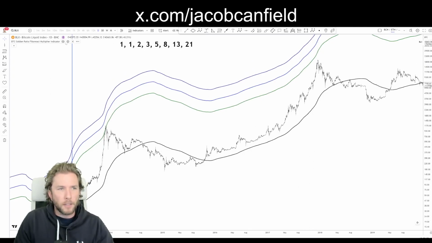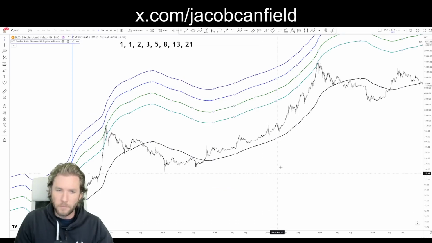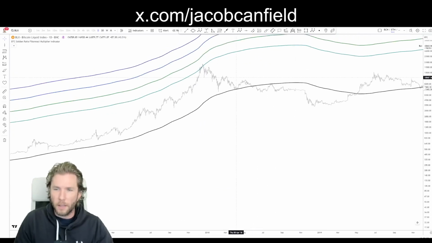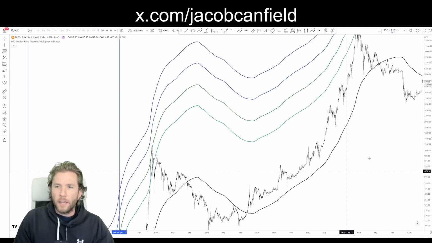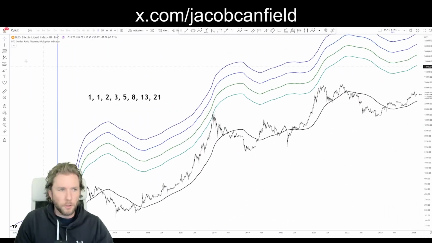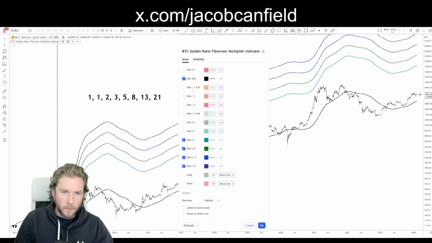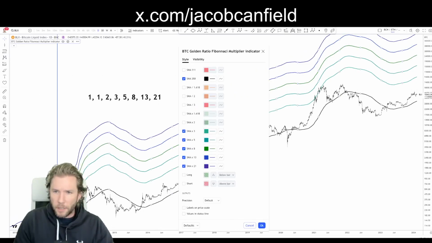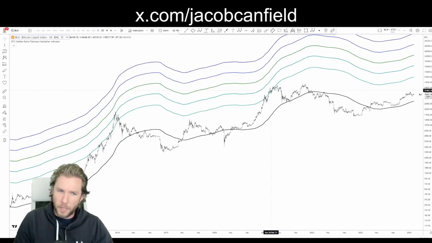Now, if we go back to our multiplier and go to 5, what you'll see is that we also got this level here at 5. I'm sure you can see that there. So if the theory holds true, then our next cycle top should hit the 3. And if you look here, 58,000, 60,000, 66,000, that also hit our level, okay?